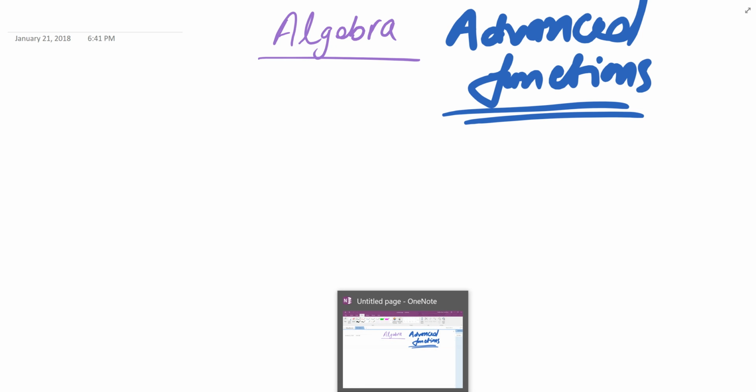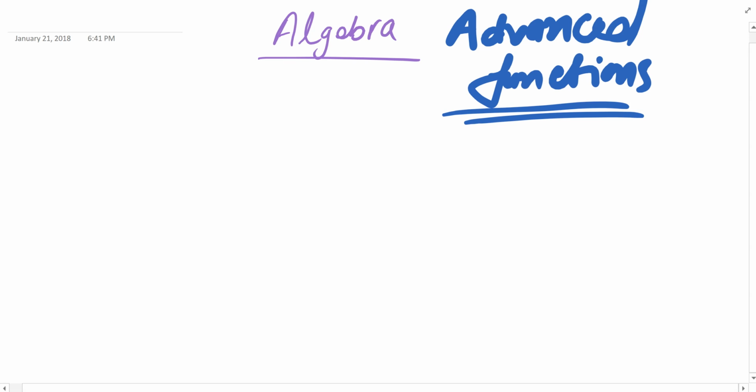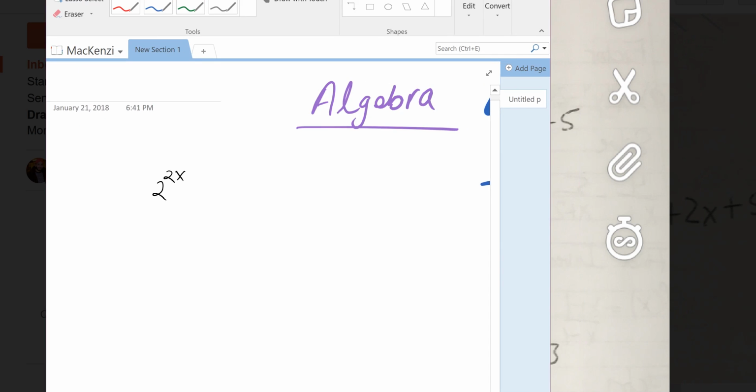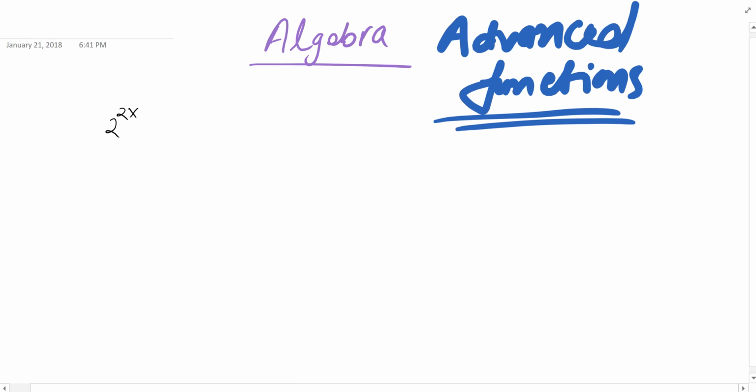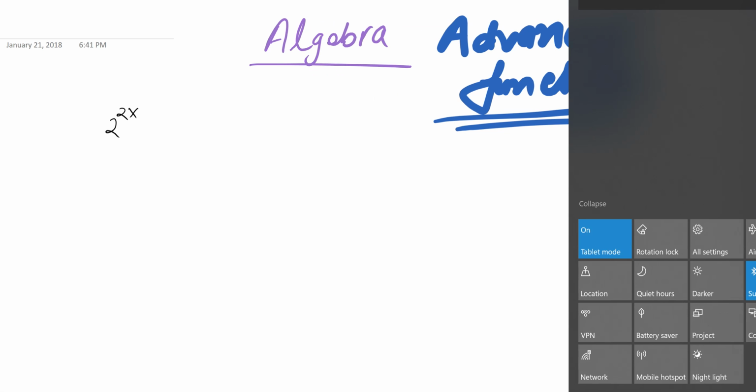Problem number second, right? Or three? Number three, alright. So let's do number three: 2 raised by 2x. I'm gonna use the tablet mode, it's gonna be more appropriate with that.